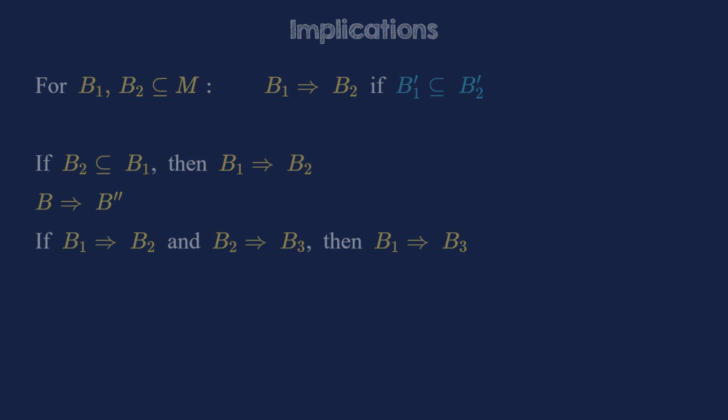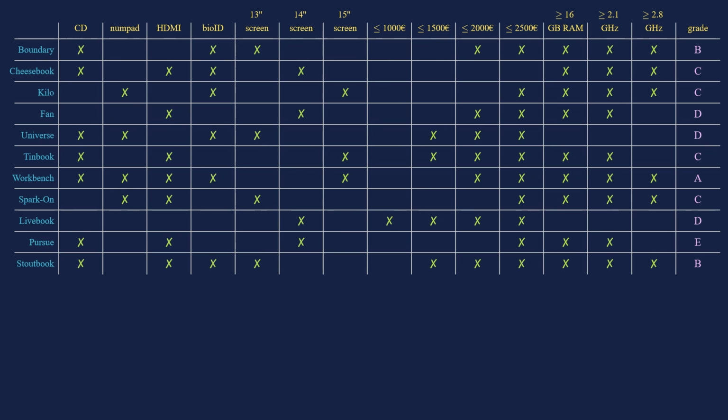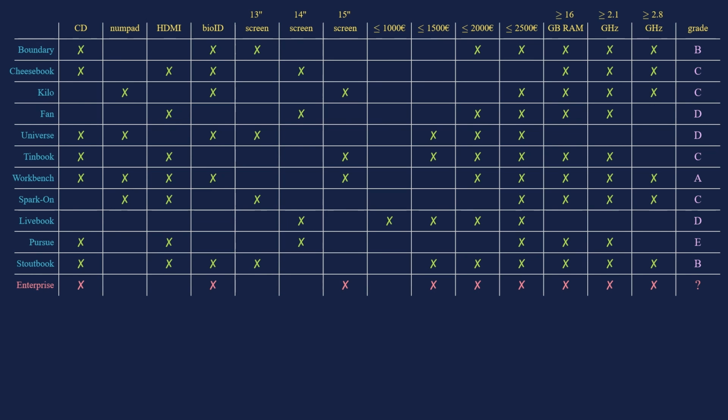And with that, we can finally tackle the task from the beginning of the video. Assume that this context is the data we got from our computer magazine. It's the same as before, but with more objects. We are now interested in an additional laptop, this Enterprise here, which wasn't part of the test. But we would like to know how it compares to the others.